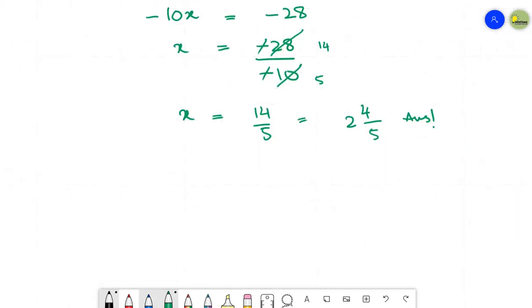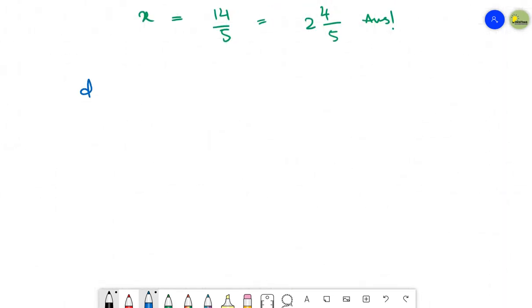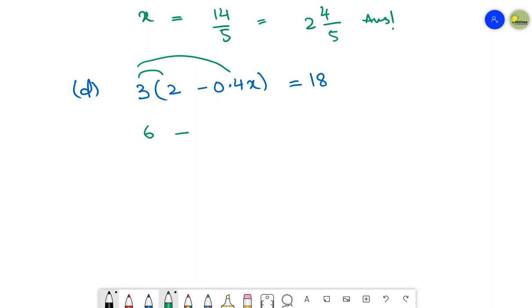Now let me move towards part D very quickly. In part D, I have 3 multiplied by 2 minus 0.4x equals 18. Now there is a decimal number involved, so we need to do it very carefully. 3 2s are 6 minus 3 multiplied by minus 0.4. So 0.4 multiplied by 3. 3 4s are 12. 3 1s are 3. It will be 3.2.